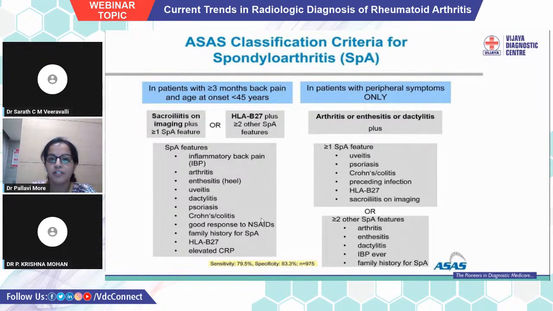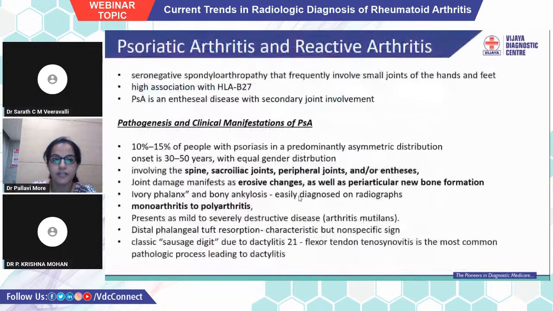While in patients with the peripheral spondyloarthritis, in patients with peripheral symptoms only, the criteria includes arthritis or enthesitis or dactylitis plus more than one feature of spondyloarthropathy, which includes uveitis, psoriasis, Crohn's or colitis, preceding infection, HLA-B27 positive, and sacroiliitis on imaging, or more than two other spondyloarthritic features, which include enthesitis, arthritis, dactylitis, inflammatory bowel pathology, and family history of spondyloarthritis.